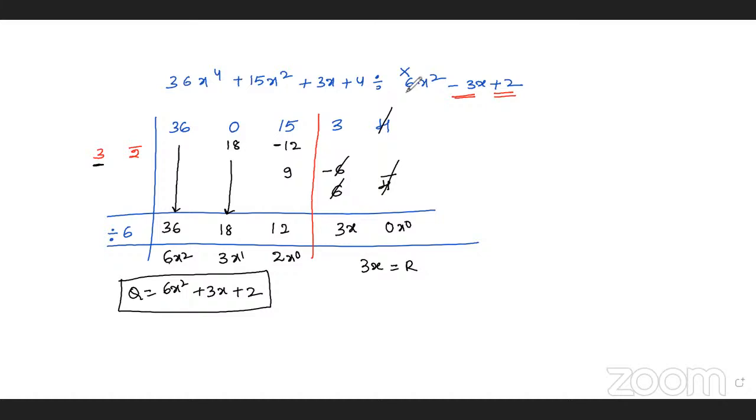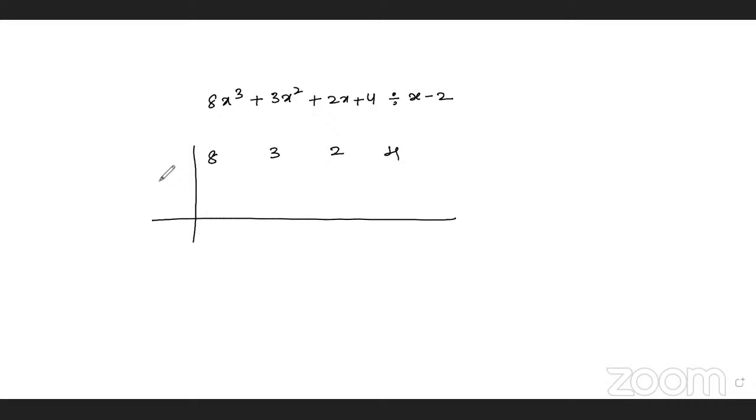Now let me take another example. Suppose 8x cube plus 3x square plus 2x plus 4 divided by x minus 2. So 8, 3, 2, 4. My modified divisor is plus 2. So after that I will draw one line. Why? Because we have only one. So we know that we have the divisor here. The divisor is nothing but the coefficient of x only. Am I right? Is it clear?